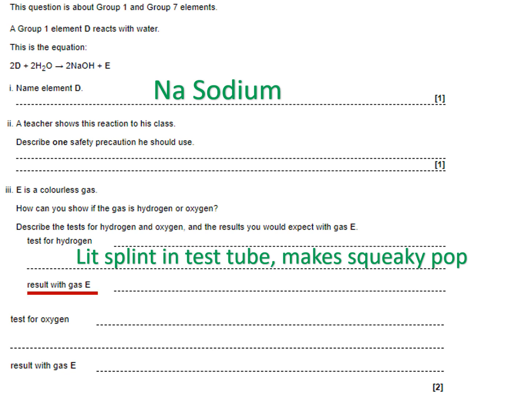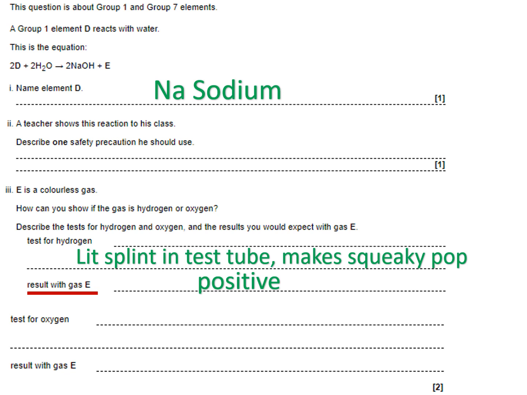Now this is the bit where you're going to go wrong. Result with gas E. What is E? If I look at the equation, what could it be? Well, you should know if you react water with the group 1, it would actually make hydrogen. But if in doubt, you've only really got an option of oxygen or hydrogen there. But hydrogen would be the answer, and therefore you would have a positive result for hydrogen, or you would say that it makes a squeaky pop, something like that.